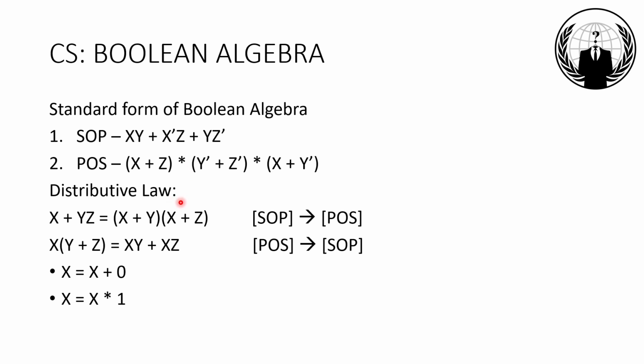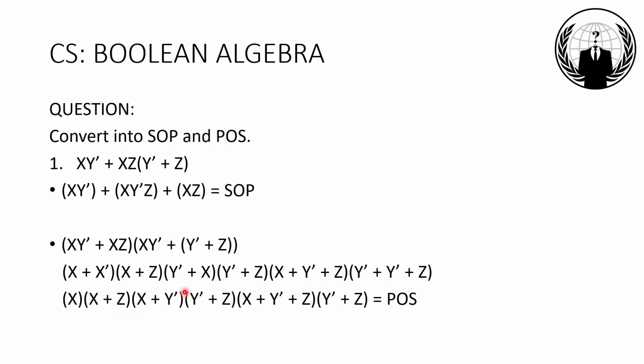Now the distributive law plays a major role in converting SOP to POS and POS to SOP. By applying these laws, like x plus yz is equal to (x plus y) into (x plus z), and x into (y plus z) is equal to xy plus xz. And if we look at a single variable or single term like x, it can also be represented as x plus 0 or x multiplied by 1.